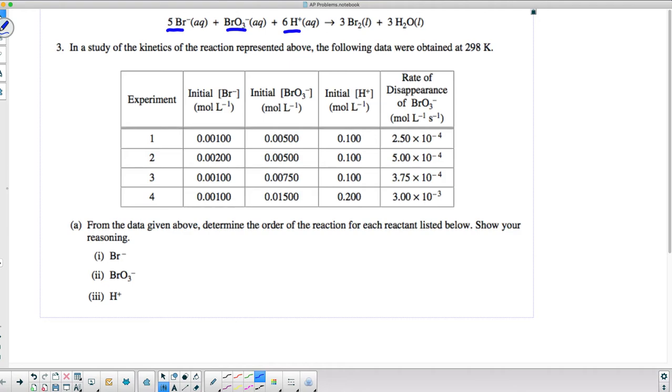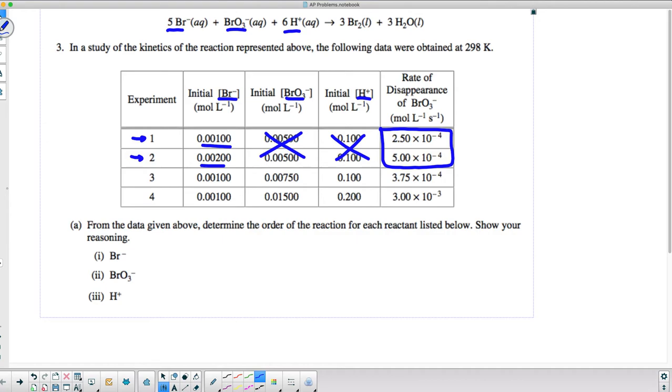What I'm going to do is I'll start on the left-hand side. We'll start at bromide, and I'm looking for 2 experiments where bromide, Br minus, changes, but bromate, BrO3, and H plus do not change. And clearly that's experiment 2 and experiment 1. So I have the change of bromide at 0.002, 0.001, yet this doesn't change and this doesn't change. That means that the rate change from experiment 1 to experiment 2 is based solely on bromide.